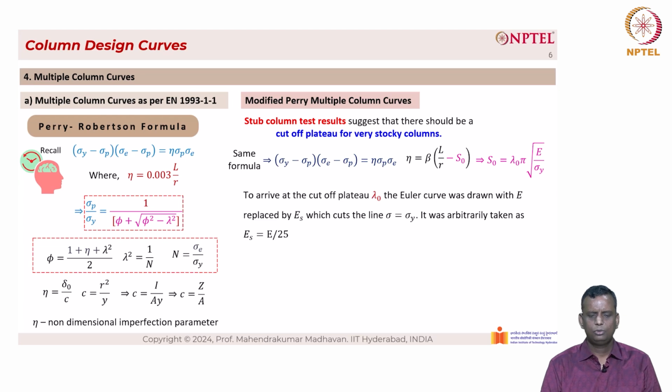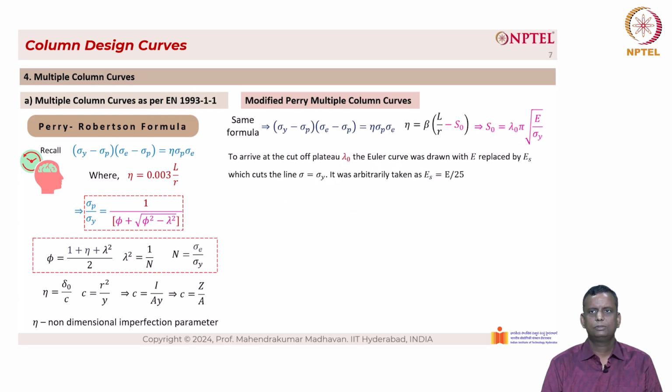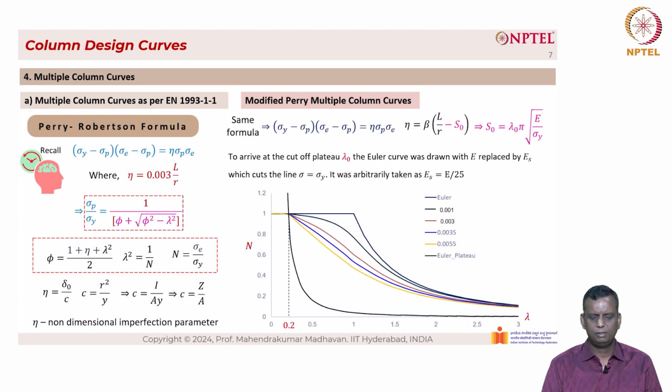So now, to arrive at the cutoff plateau lambda naught, the Euler curve was drawn with E replaced by E sub s, which cuts the line sigma equal to sigma y. It was arbitrarily taken as Es equal to E by 25. So when we plot it, we get this following curve. Here, when we look at the plot, we have the lambda value as 0.2, which is the cutoff point, below which there is extremely stocky columns, to the right of which you have practical columns followed by slender columns.